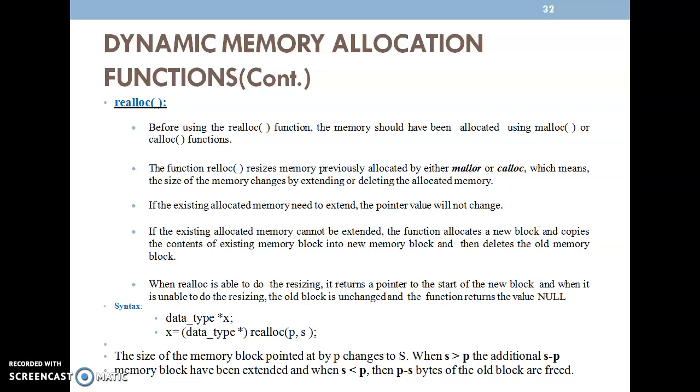Then the realloc function will increase or decrease the memory allocated from malloc or calloc. If the memory can be extended, it can extend, else we can make use of deleting the allocated memory. So if the existing allocated memory needs to be extended, the pointer will not be changed. It means that the block is already allocated, and I want to add a few more bytes to it; at that time the initial pointer to that block remains the same.